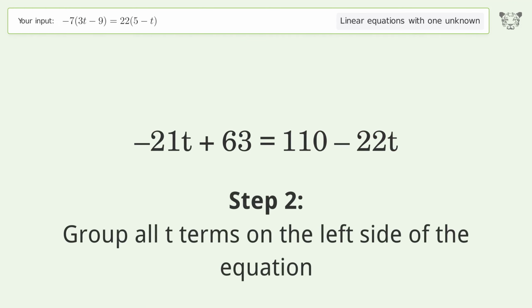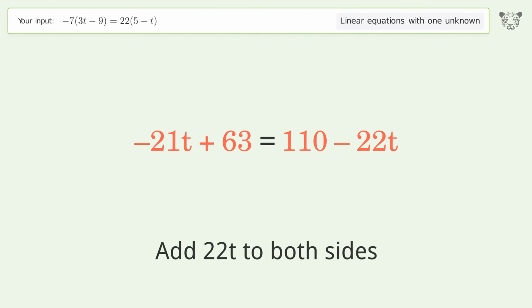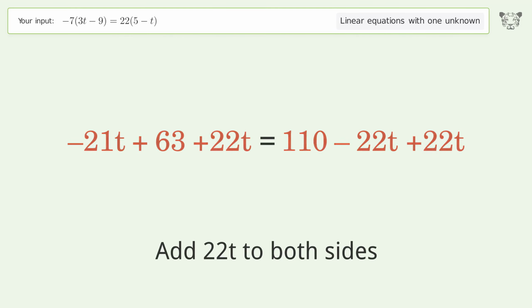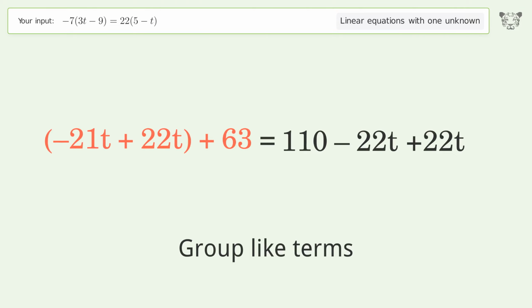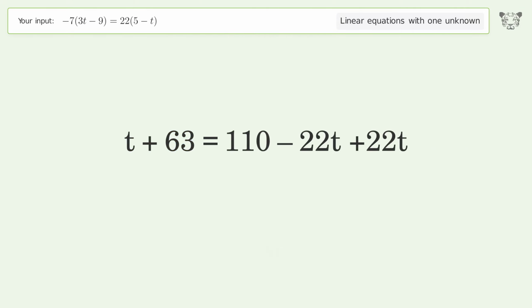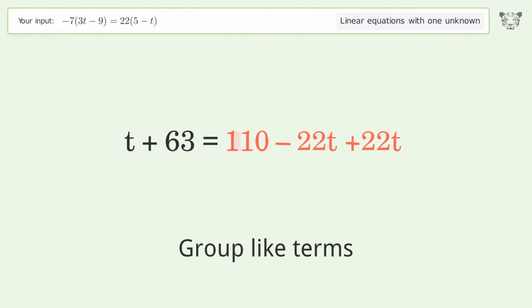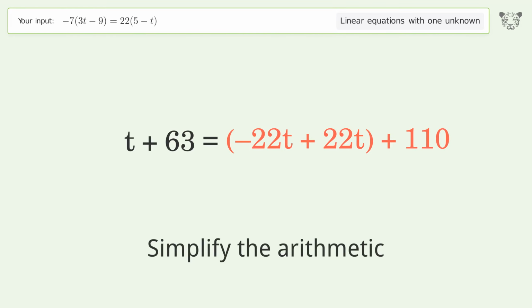Group all t terms on the left side of the equation. Add 22t to both sides. Group like terms. Simplify the arithmetic. Group like terms. Simplify the arithmetic.